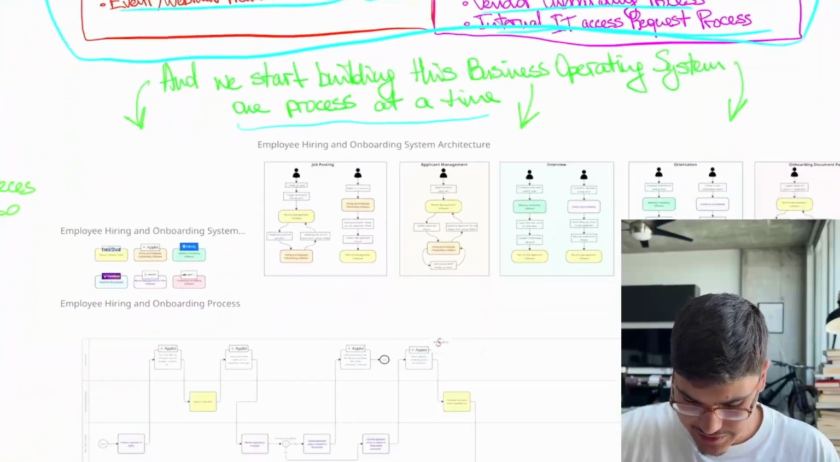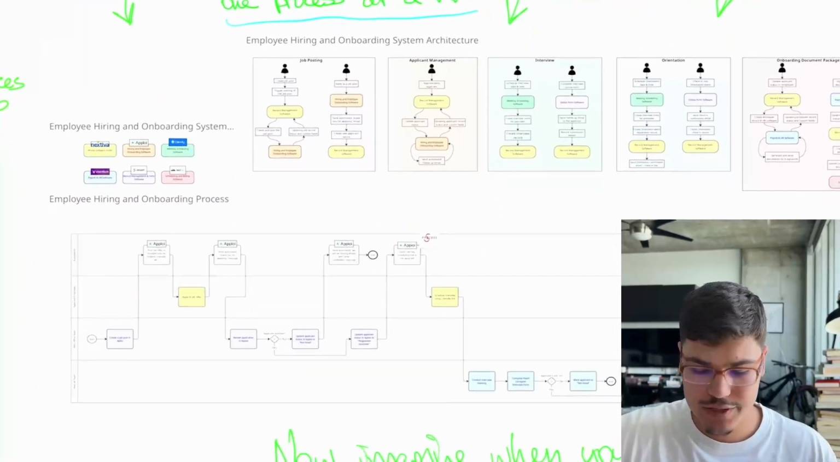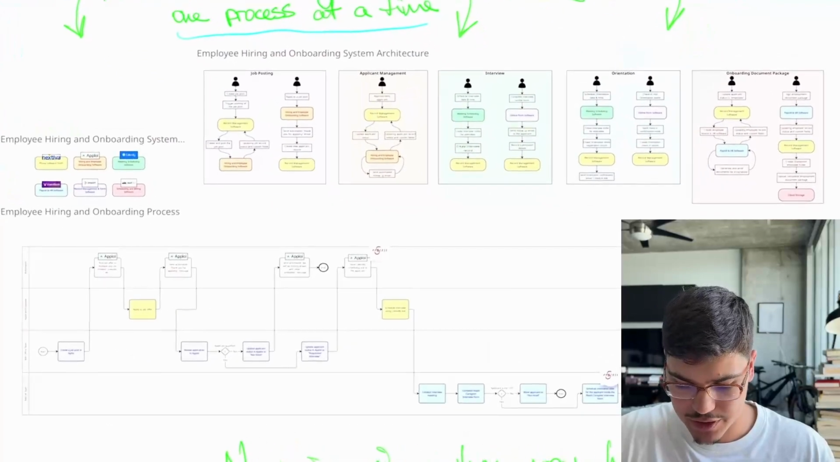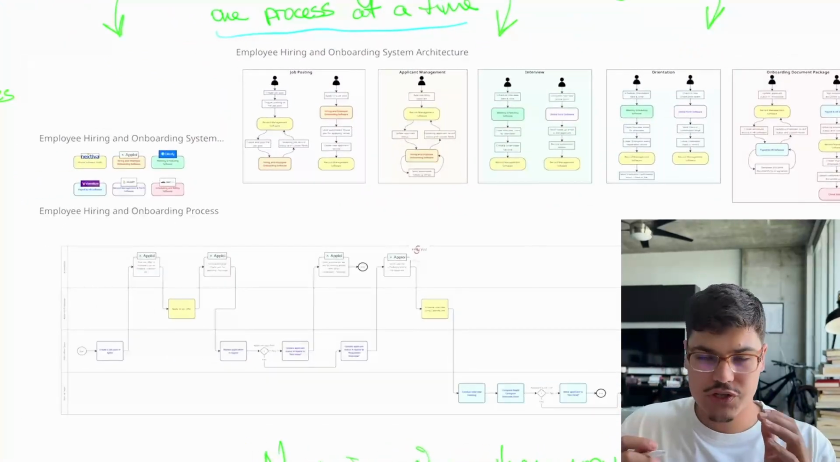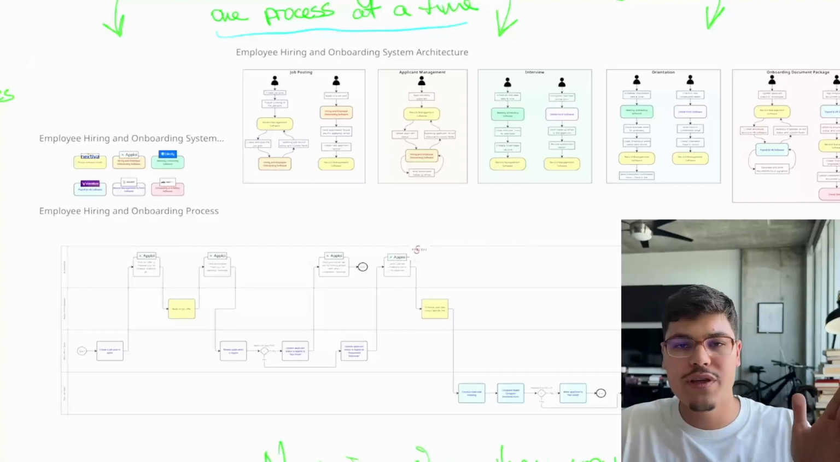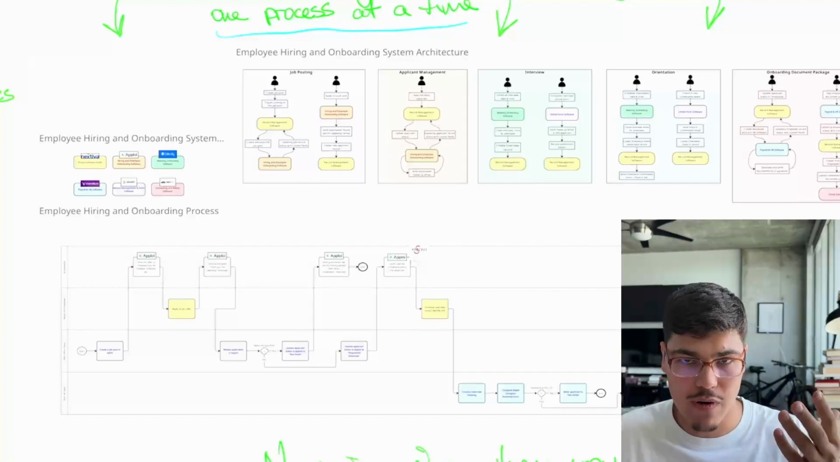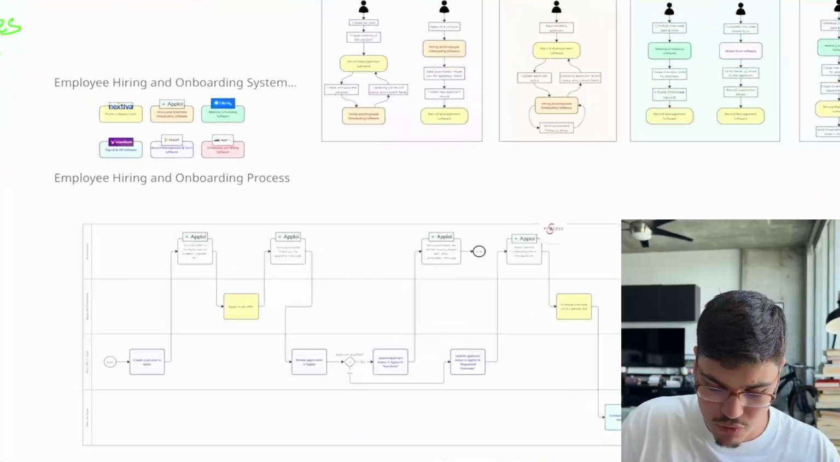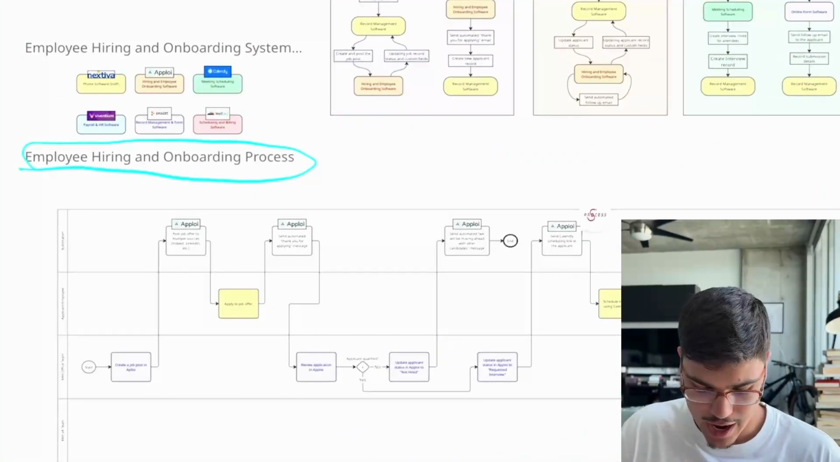Now, this is an example that I put together, and this is most of the time what I do with my clients as I'm building these processes and systems for different companies. What I'm trying to do is first understand what are all the steps inside the process. What are we talking about? How do we do work right now? If I zoom in over here, you can see an example of the employee hiring and onboarding process. And this is how I do this.